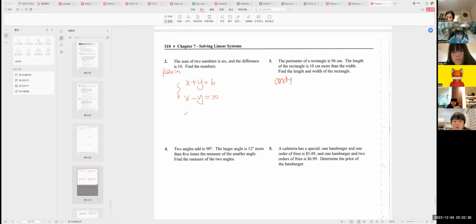So plus together. So 2x equals 16. So x equals what? 8. And y equals -2. So y equals what? y equals -2 because x plus y equals 6, so y equals -2.